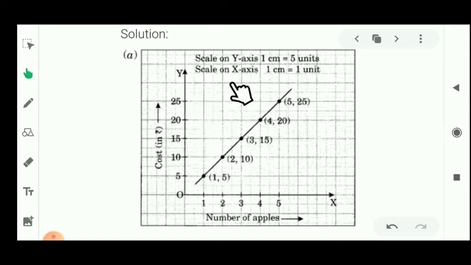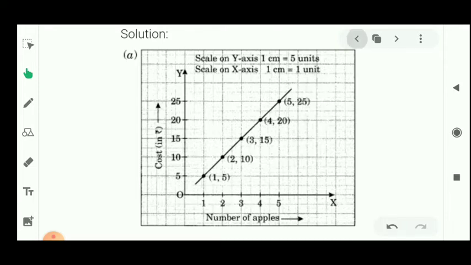Let's see about the scale. On the y-axis we will use 1 centimeter equal to 5 units because we will take the gap of 5. So, 1 centimeter means 5 units. And similarly, on the x-axis we will take the 1 unit, that means 1 centimeter equal to 1 unit. Now, we will make the graph.